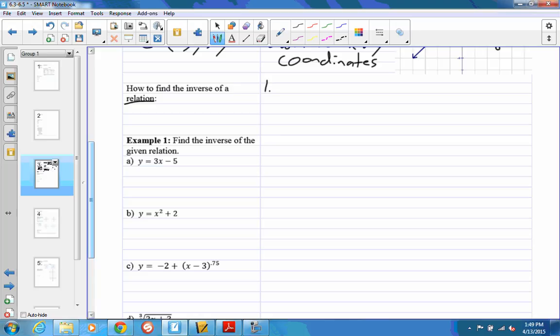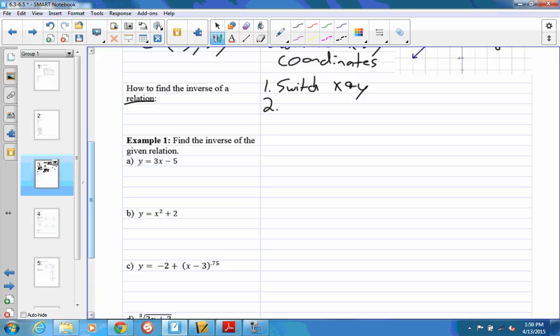First, just like I did with my coordinates, I'm going to switch my x and my y. Sometimes it won't be a y. Sometimes it will be f of x, g of x, or h of x. For algebra's sake, change it to y, and then we'll change it back at the end. So I'm going to switch x and y.